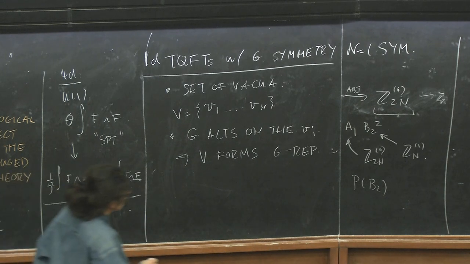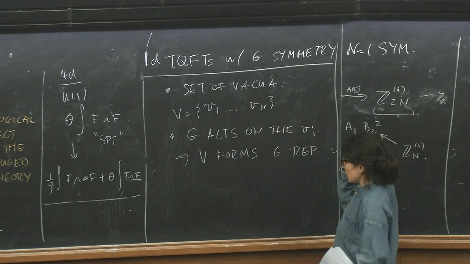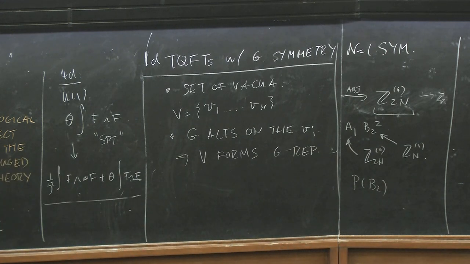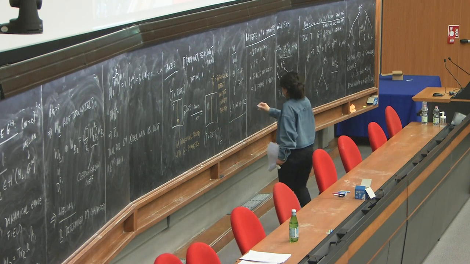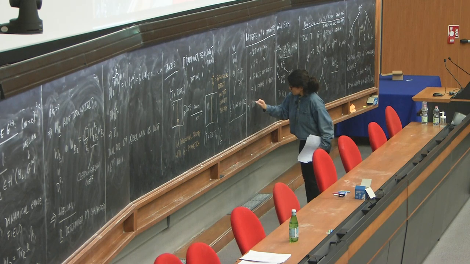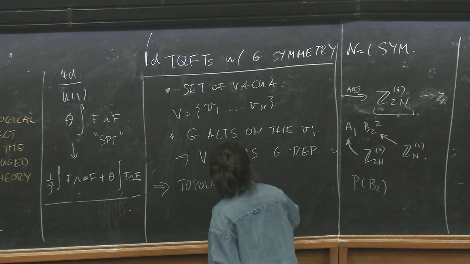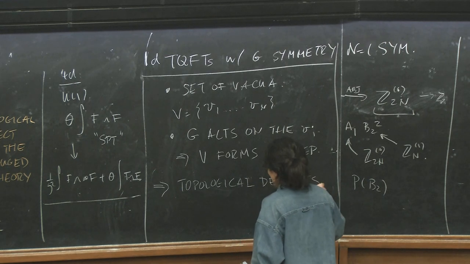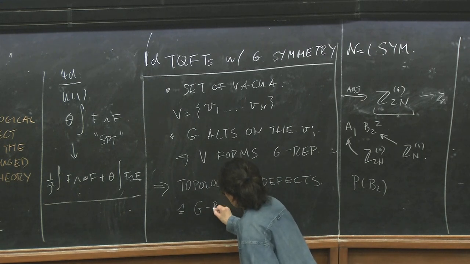And so, once I'm at this point, I can say, well, what I'm getting here is I'm attaching these types of TQFTs, and I'm gauging these, and so basically what's happening is these topological defects are given essentially by G representations.